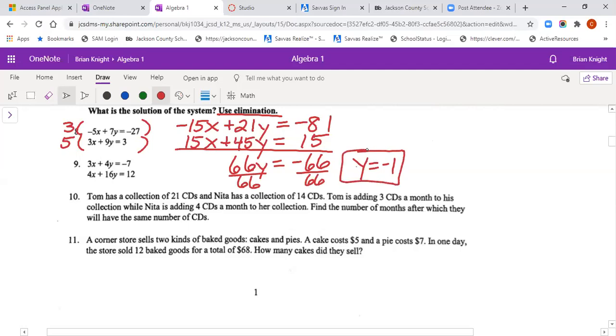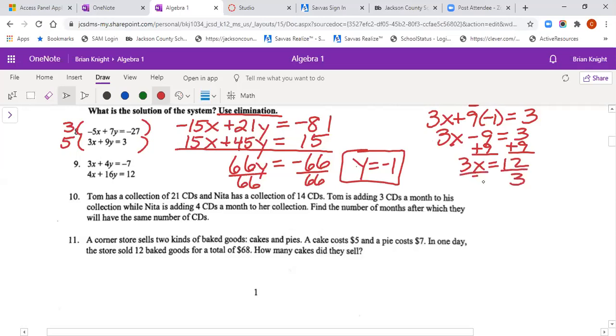So even if you miss substitution, you always get to do it last anyway. Okay? So substitute -1 in for y in either one of the equations. It does not matter. I want to do the bottom one because the numbers seem to be a little bit smaller. 3x plus 9 times -1 equals 3. That will be -9, right? Oops, I can't write up there. So 3x minus 9 equals 3. Add 9 over. 3x is 12. And divide by 3. X is 4.